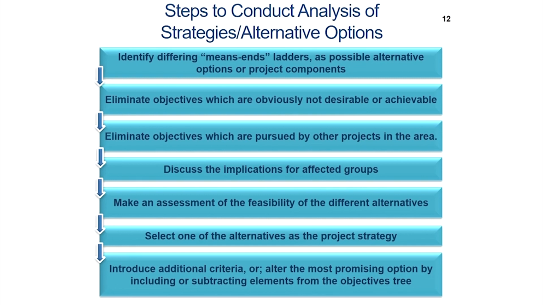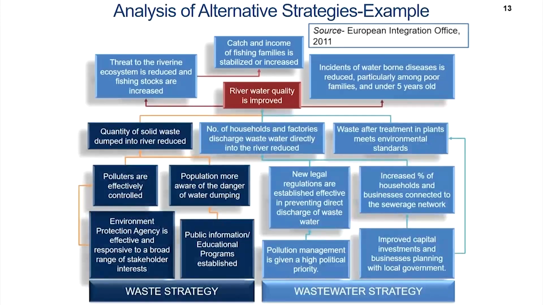Then there are steps to conduct analysis of strategies or alternative options. So, we identify differing means-ends ladders as possible alternative options or project components. We eliminate objectives which are obviously not desirable or achievable. We eliminate objectives which are pursued by other projects in the area, discuss the implications for affected groups, make an assessment of the feasibility of different alternatives, select one of the alternatives as the project strategy, and introduce additional criteria. So, this is again an analysis of alternative strategies. So, what are the different strategies of improving river water quality? Whether we want to focus only on the legality of it, or we want to come into government, into industrial planning and so on.